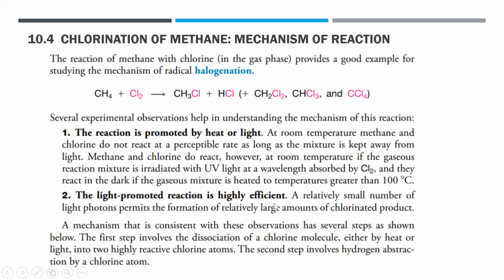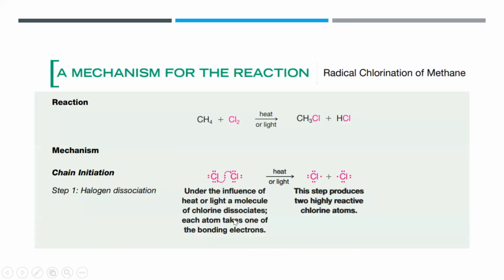And the light promoted reaction is highly efficient, and a relatively small amount of light photons actually permits the formation of a large amount of chlorinated products. So let's look at the mechanism of this radical formation. For example, you have your methane, the simplest alkane, reacting with chlorine in the presence of heat and light, and producing your alkyl halide.